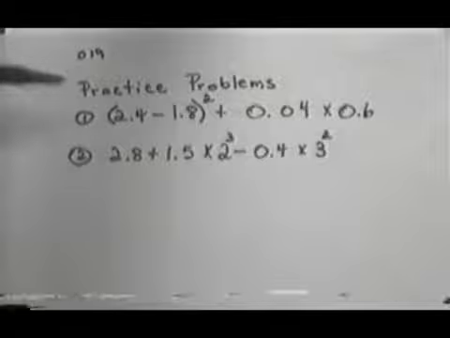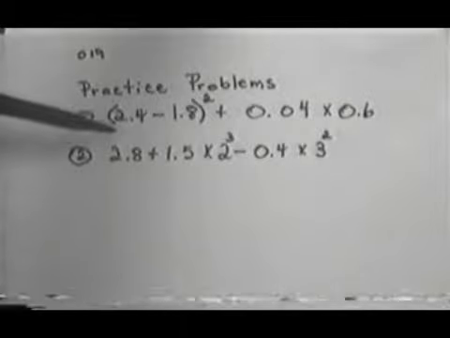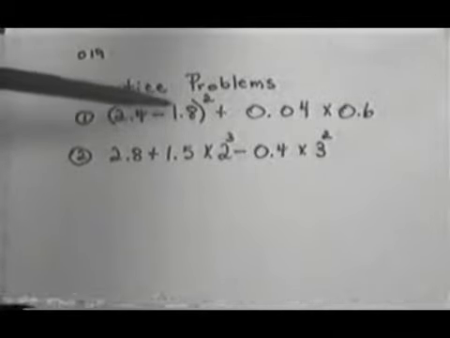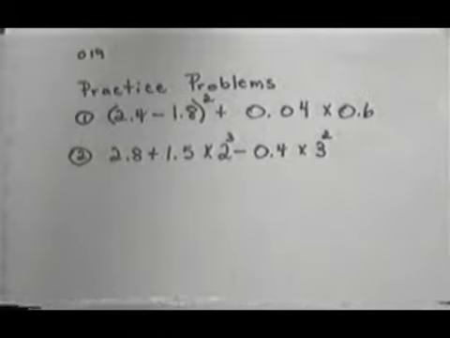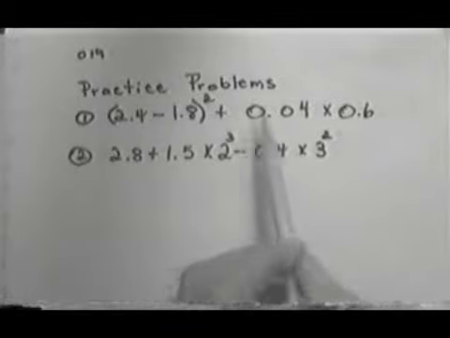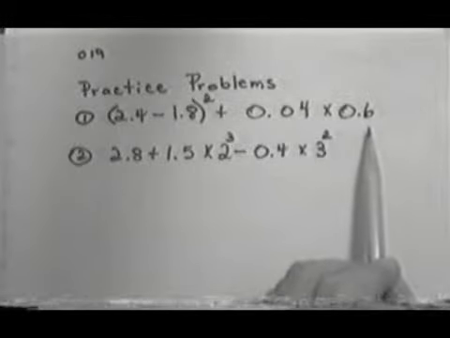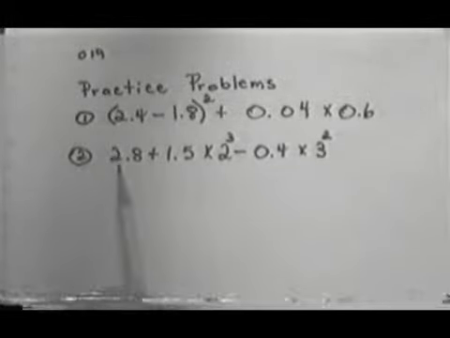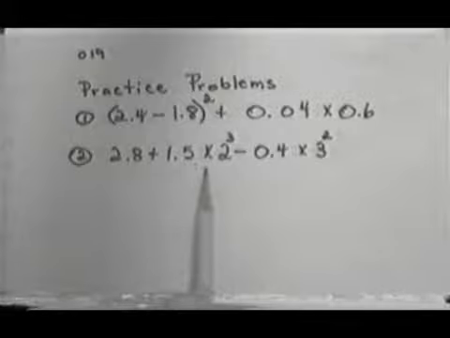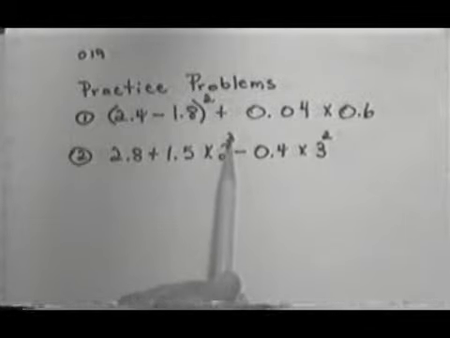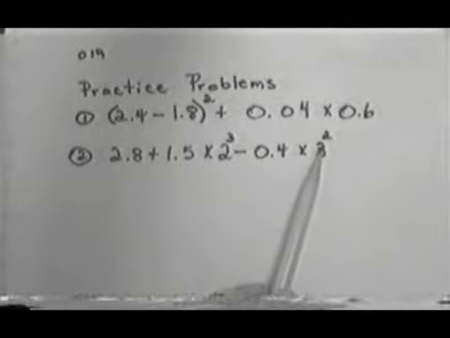Now I'd like for you to do some problems. Number 1 is parentheses 2.4 minus 1.8, close parentheses, and then squared, plus 0.04 times 0.6. Second one, 2.8 plus 1.5 times 2 to the third power minus 0.4 times 3 squared.